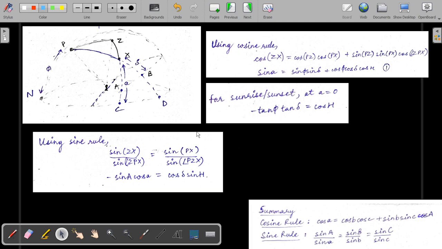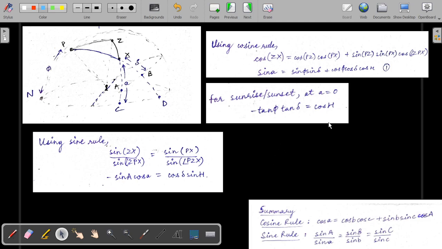So one of the applications, returning back to the topic, which I was talking about was the calculation of sunrise or sunset. Of course, you know at sunrise or sunset, the altitude is 0. So if you just substitute A to be 0, take it to the RHS and then divide it by cosine phi, cosine delta, you get the relation between phi, delta and the R angle.